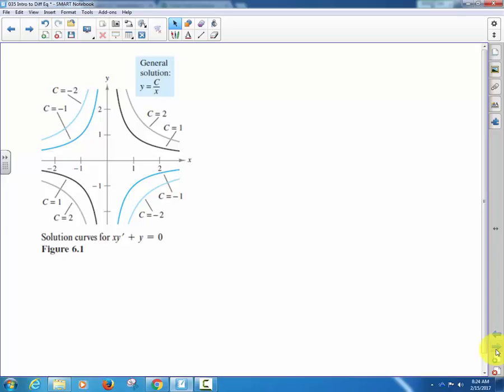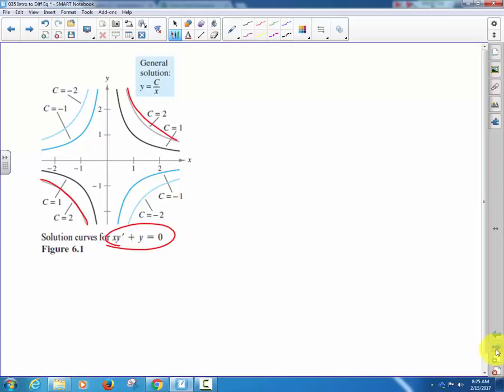What you'll normally see, if you notice here, we got 4 different solutions to this specific differential equation right here. The DFQ is xy prime plus y equals 0. That's 4 different solutions to it. The dark black line is one solution. The lighter black line is a second solution right here. And the same thing, the dark blue line and the light blue line. 4 different solutions. And all solutions should follow that same pattern.